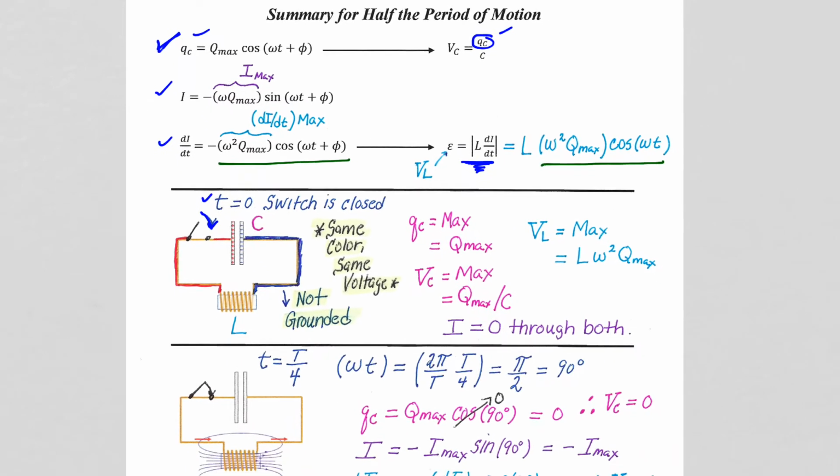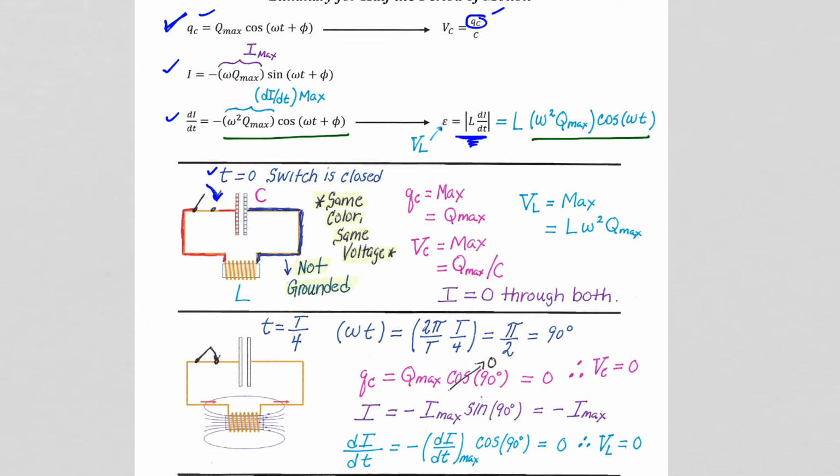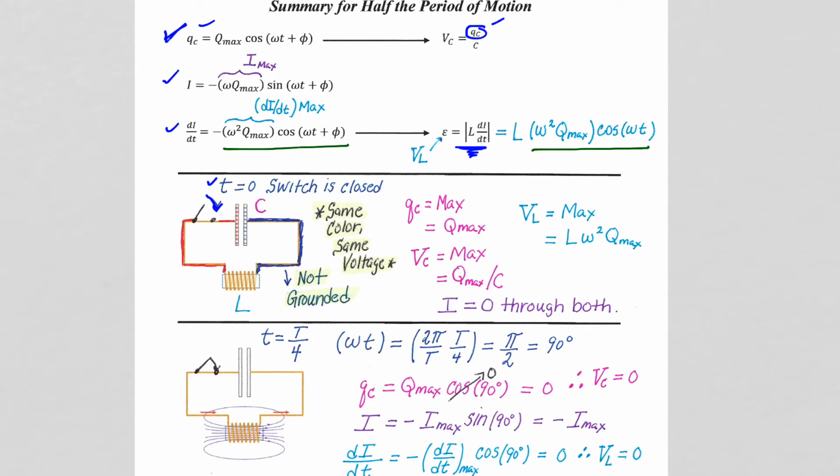Now, there's a very important consideration for our LC circuit and our oscillating circuit. So please make sure you get down especially this first bit here, the fact that same color, same voltage. At time t equals 0, when we close the switch, we are going to have same color, same voltage here, same color, same voltage here. So in a sense, we can think of them as being in parallel.